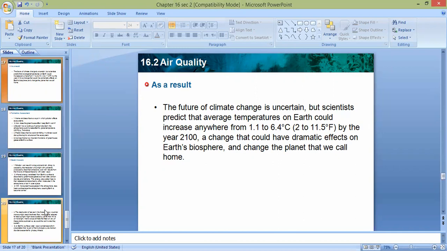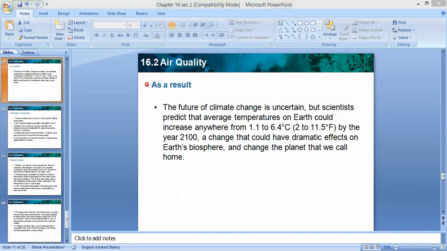But scientists predict that the average temperature on Earth could increase anywhere from 1.1 degrees, imagine, to 6 degrees Celsius by 2100, which is 80 years from now. Imagine the Earth's temperature rising by another 1 to 6 degrees. They predict this will have dramatic effects on Earth, and the planet will change.